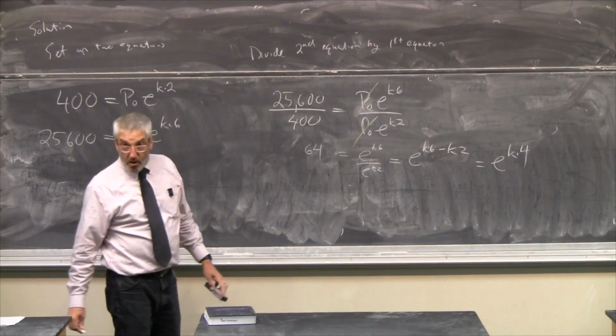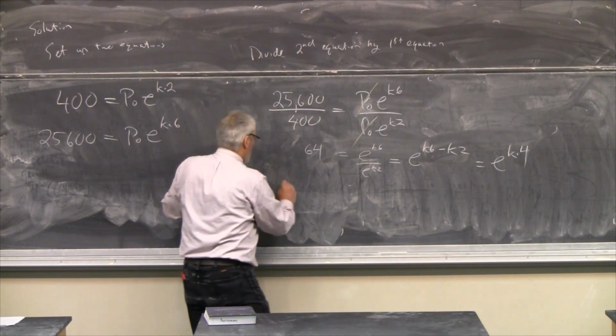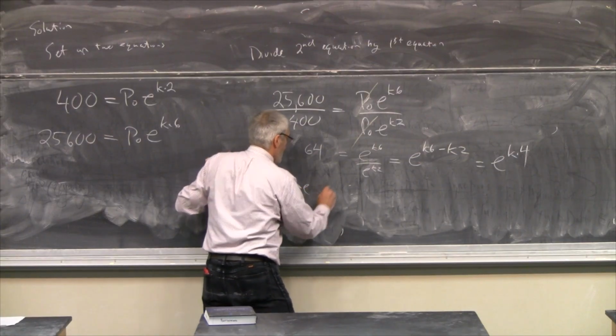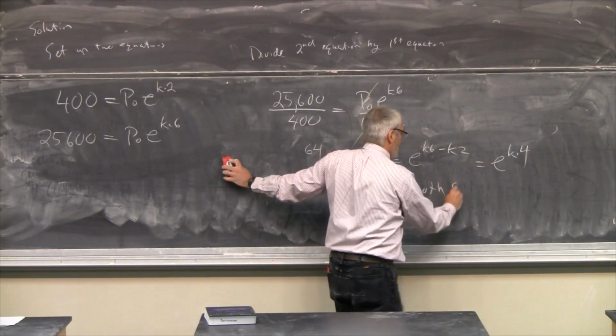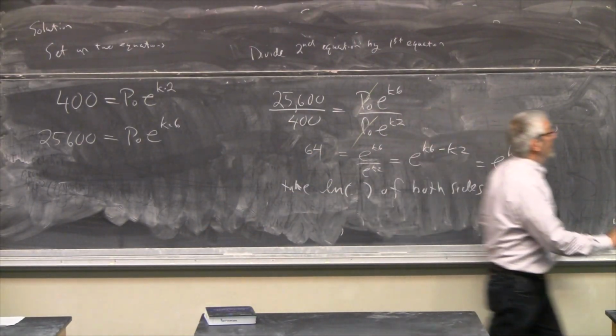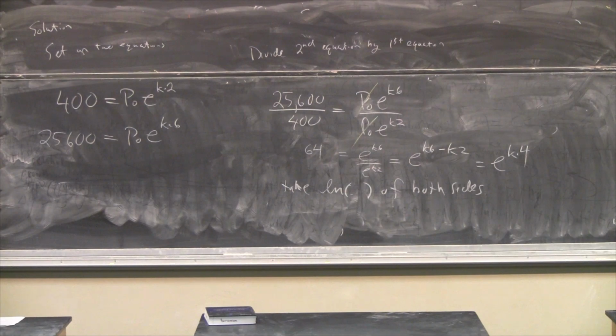Now we take natural log of both sides. And I get, did everybody sign in? The sign-in sheet should be back and back somewhere.